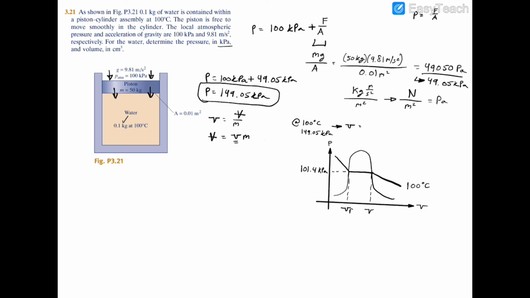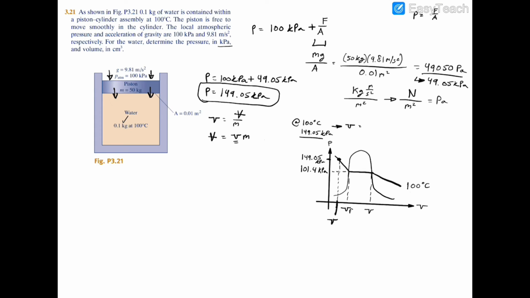Now, we were given not only atmospheric pressure of 100 kilopascals, but also an induced pressure of 49.05 kilopascals. So we have a total of 149, which would be higher than this 101. So we'd probably be somewhere over here. That'd be 149.05 kPa. And so you're over here. And if you're over here, well, then here's your v. Let's just call this v, and this is your specific volume given our exact parameters.